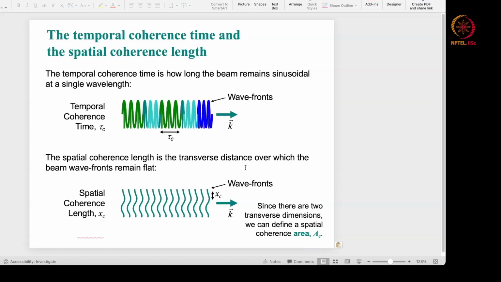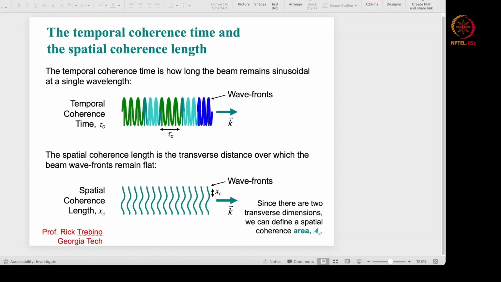So let's talk a little bit now about temporal coherence time and spatial coherence length. This is taken from Professor Rick Trevino's lecture at Georgia Tech. The temporal coherence time is how long the beam remains sinusoidal at a single wavelength. So this is what temporal coherence is all about. The temporal coherence time is, say, tau c. This small period is the time that the beam remains sinusoidal at a single wavelength.